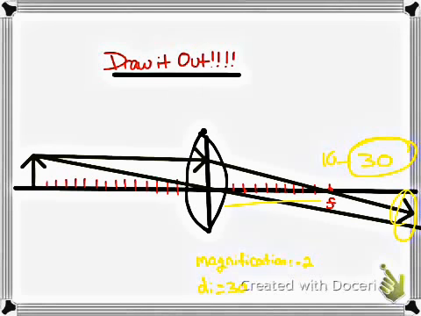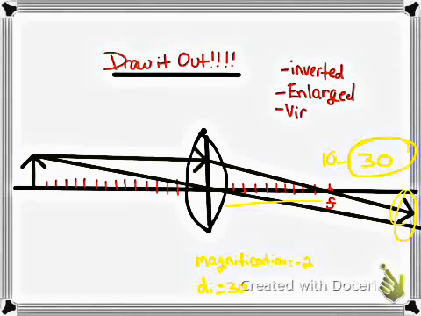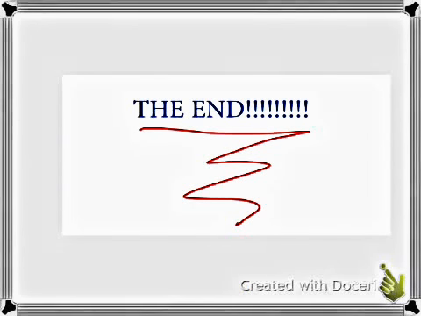Looking at this so far, let's describe this image. We know this image is going to be inverted. It looks like this image would be a little bit bigger than your object, so let's say it's enlarged. And we know it's virtual because the lens converged this light ray. And there you go, congratulations. You solved your equation. You solved your scenario.